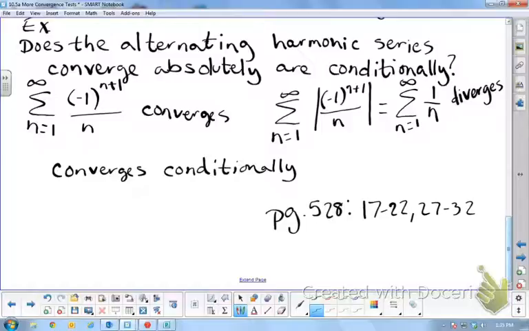So page 528, 17 through 22, and 27 through 32. Some are just more practice on identifying if a series converges or diverges, and some are to tell if it converges conditionally or absolutely.